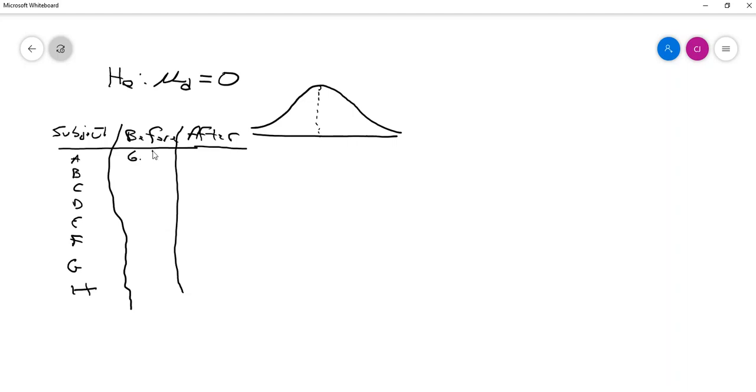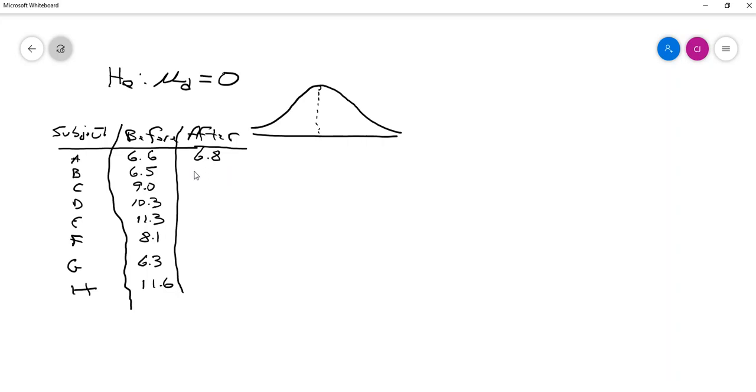So 6.6, 6.5, 9.0, and 10.3, 11.3, 8.1, 6.3, 11.6. Okay. Again, those are the before scores. And then the after scores, 6.8. This is a rating scale from 1 to 12.